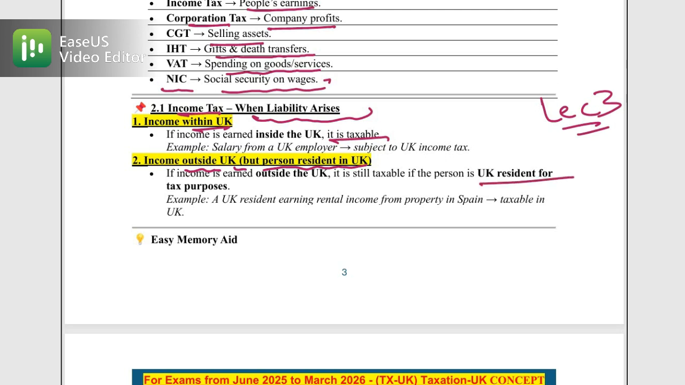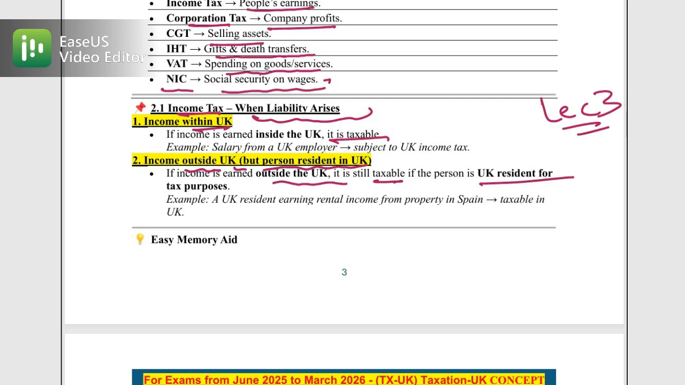So if a person is UK resident and his income is outside the UK, then it's still taxable. For example, a UK resident earning rental income from a property in Spain, so that is taxable. In simple words, we say that UK source income is always taxable.